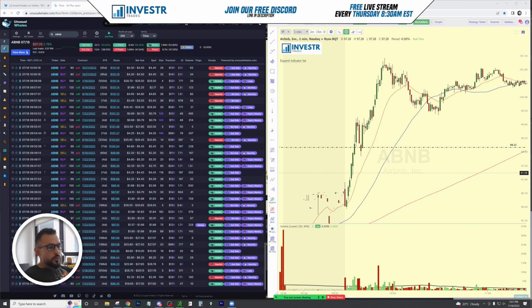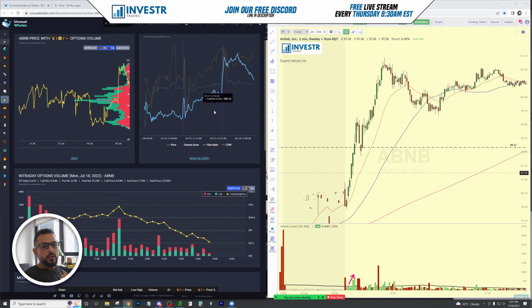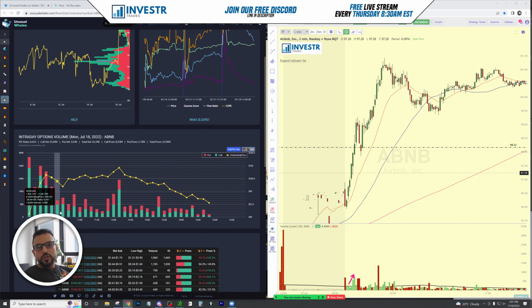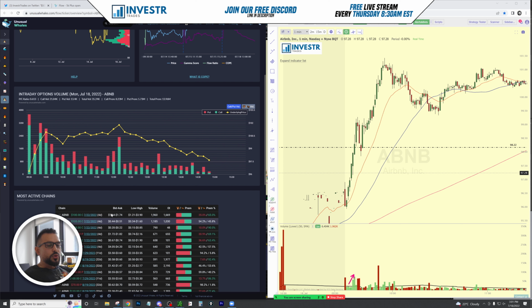Another thing you can note is that once we broke that level, we had an increase in volume giving us that confirmation. So now we know we've entered the pocket. We need to wait for a pullback. We have flow on our side. The COPE activity here is pretty bullish as well. We have lots of bullish calls coming in on the intraday activity, and everything looks really good here.